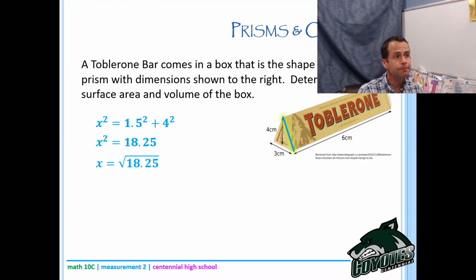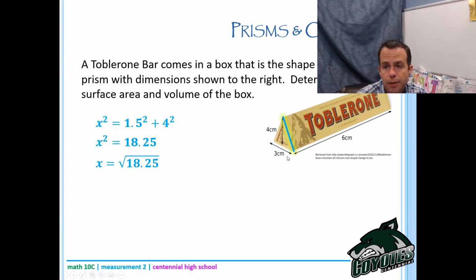That means x is the root of 18.25, and I'm just going to leave it like that. I don't want to write a decimal here because I don't want to run into any rounding errors. If that stresses you out and you want to write a decimal, that's totally fine. Make sure you're writing like 6 places after the decimal though, because you don't want to do any rounding until the very end of the question.